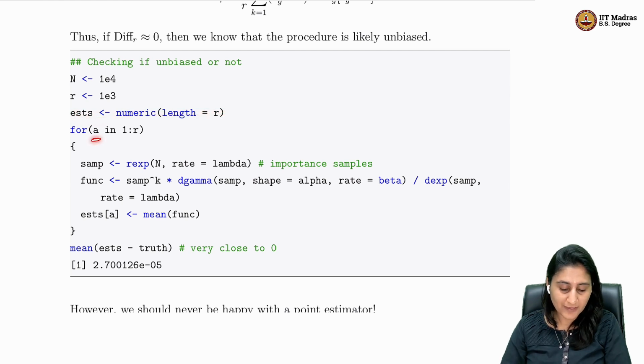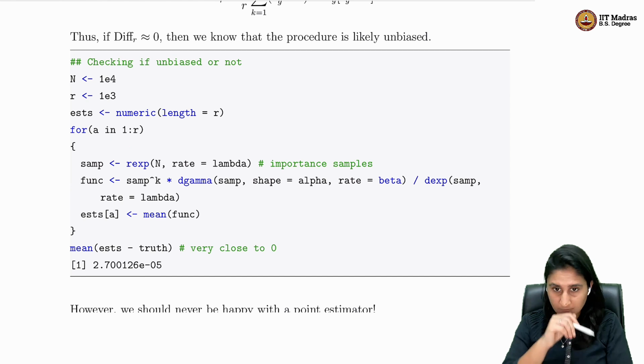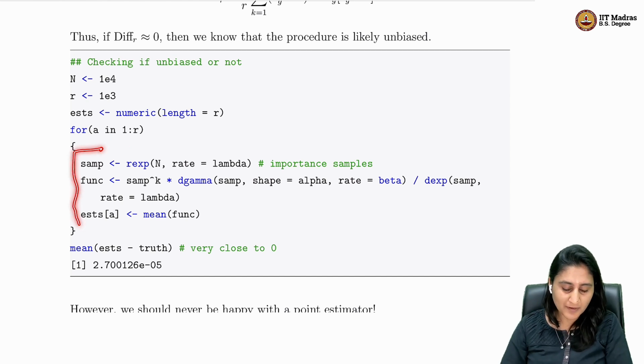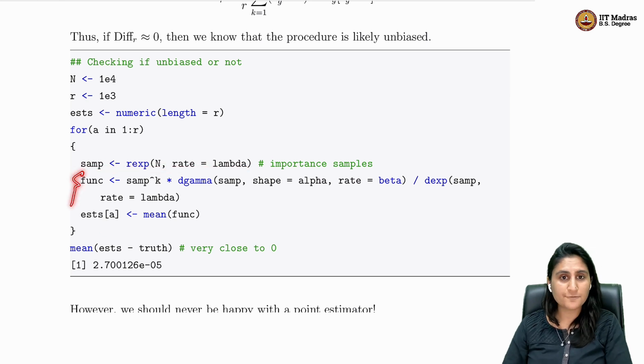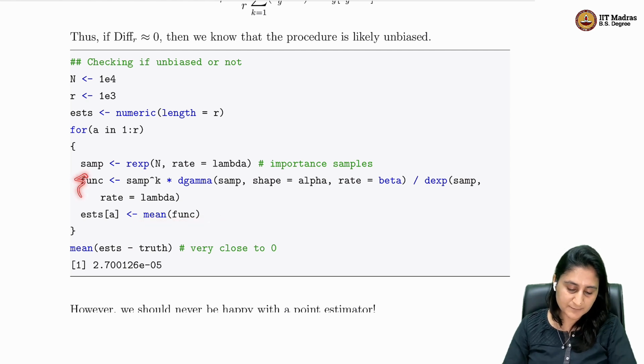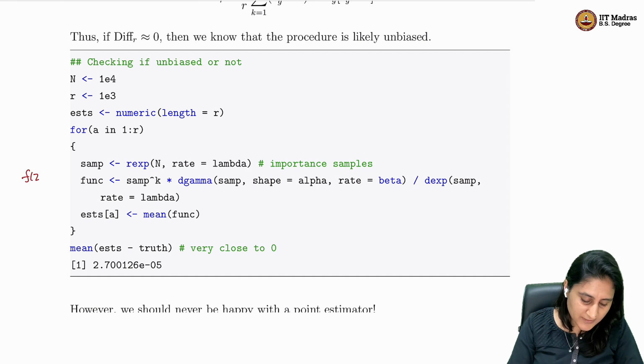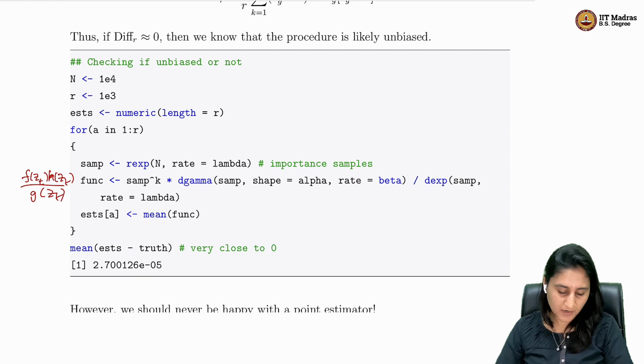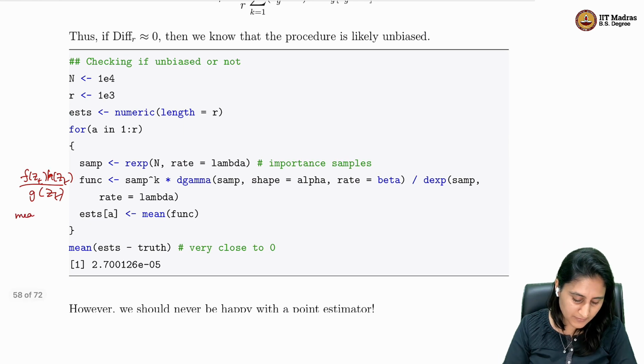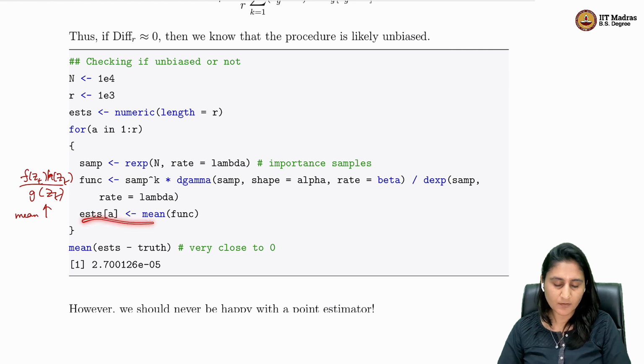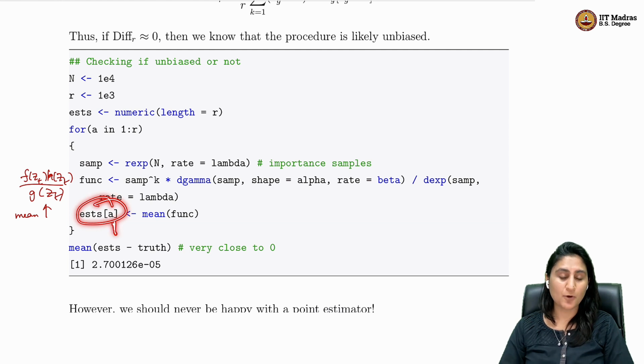Now for A in 1 through small r being 1,000, I calculate my importance sampling estimator. I get my importance samples, my proposal samples. I calculate func. I take the mean of all the func. So just to recall, this calculates f of zt, h of zt, g of zt for all t's, and then this part calculates the mean of these. That's just going to be my importance sampling estimator, which I will save in S at the 8th spot.